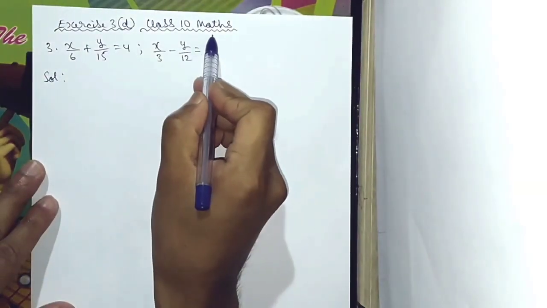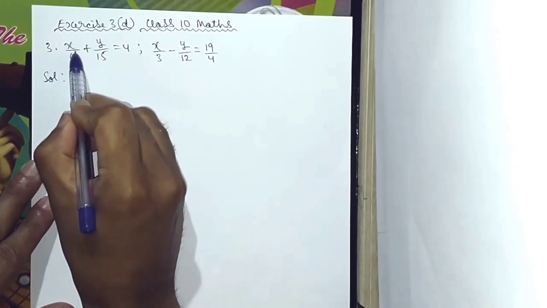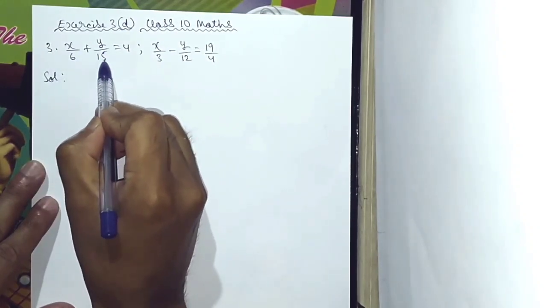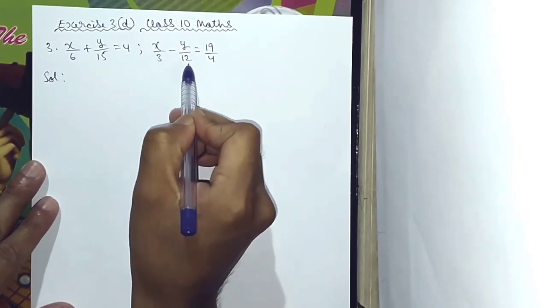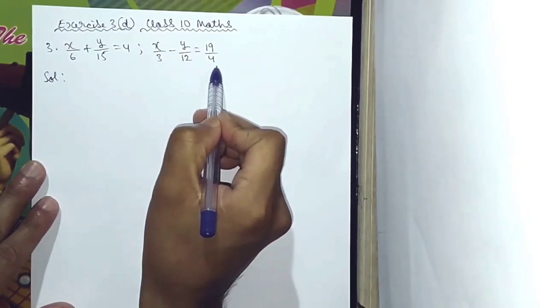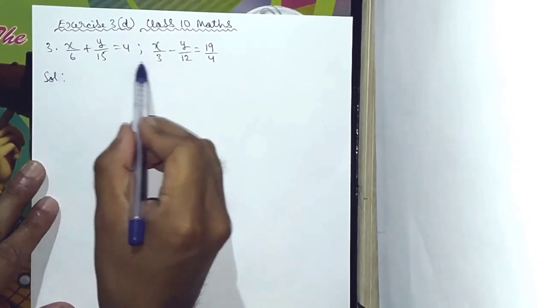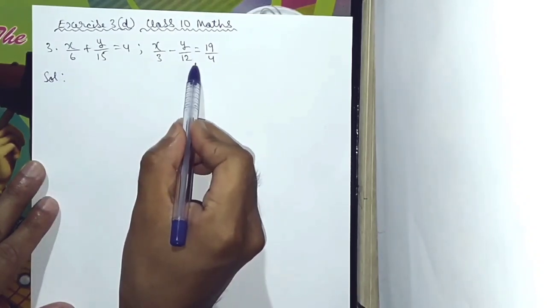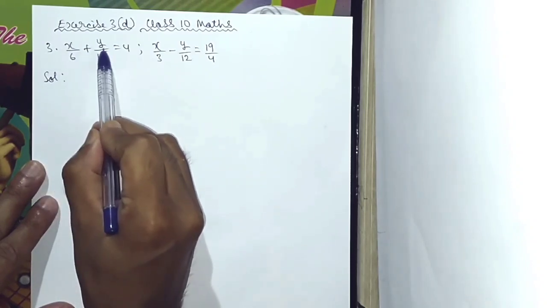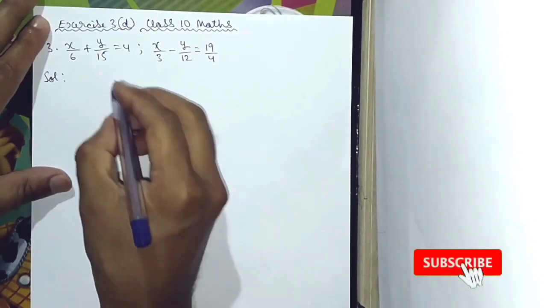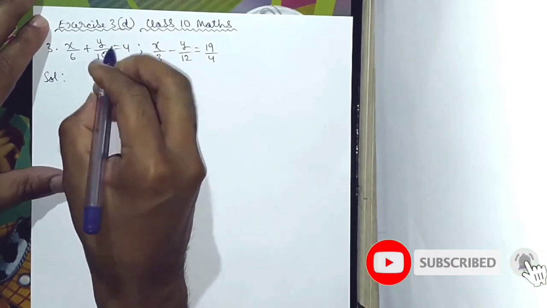Class 10 maths, question number 3: x by 6 plus y by 15 is equal to 4, and x by 3 minus y by 12 is equal to 19 by 4. Today we will solve this again and find the values of x and y. First, the first equation.